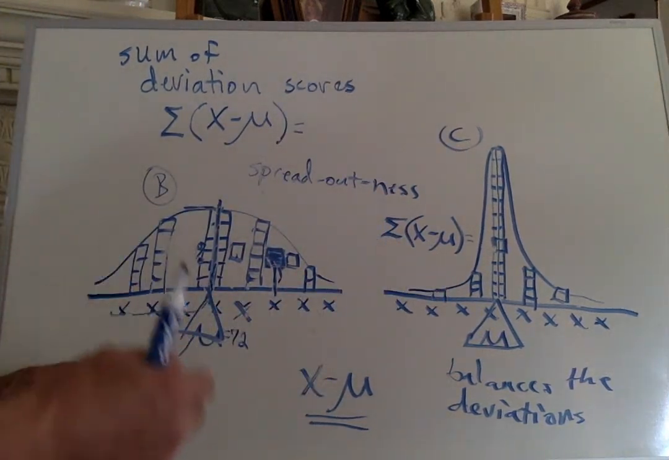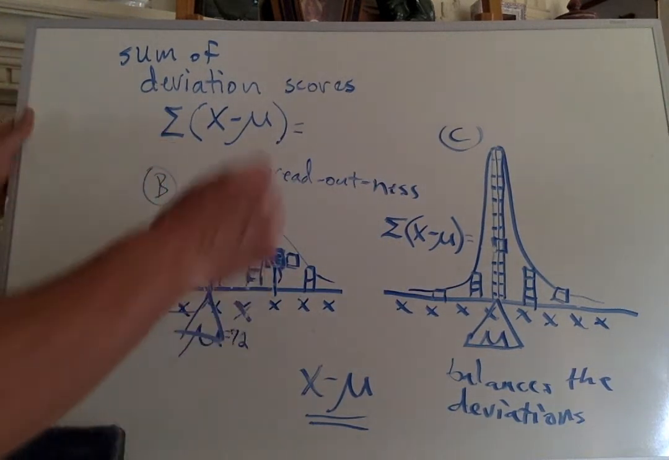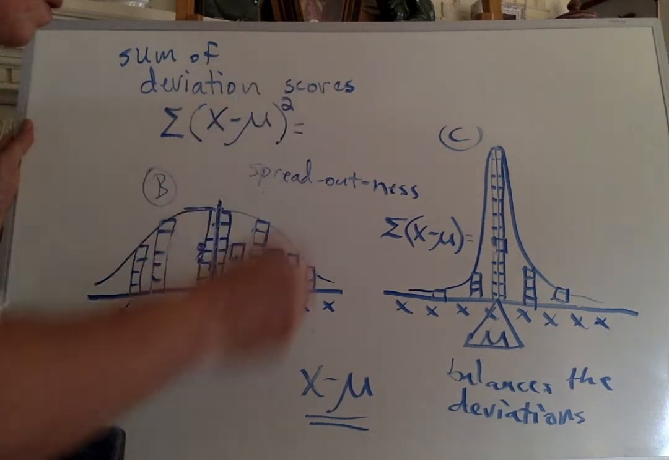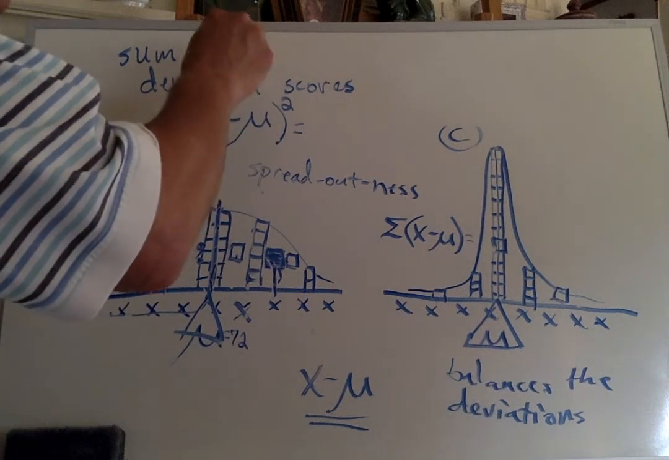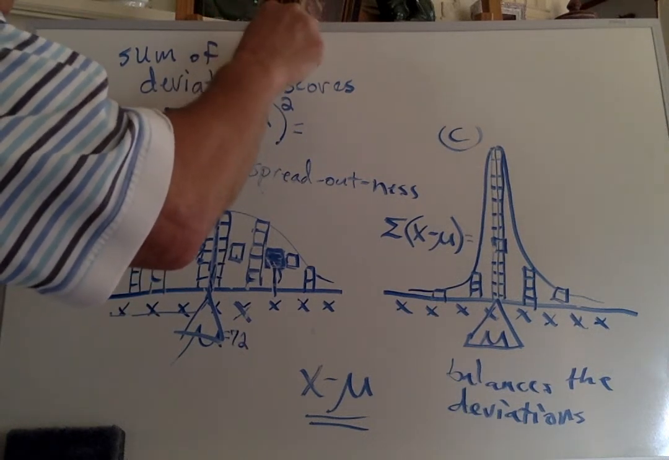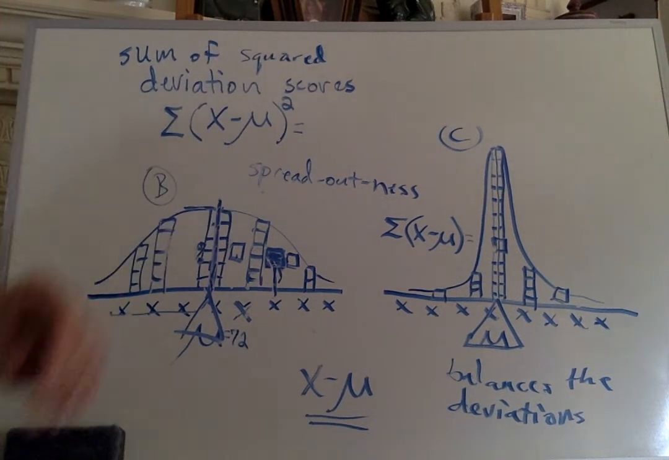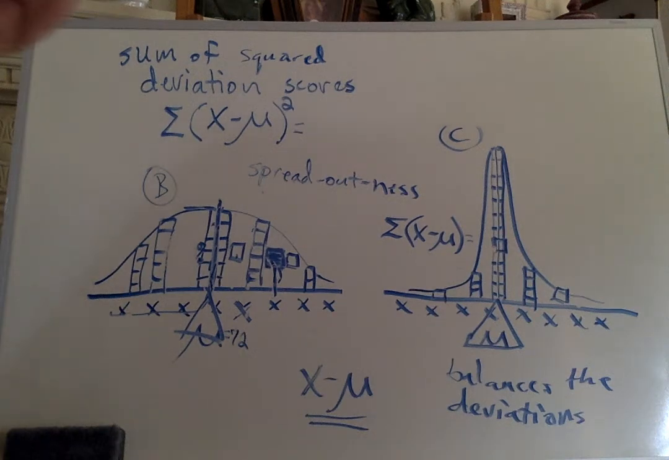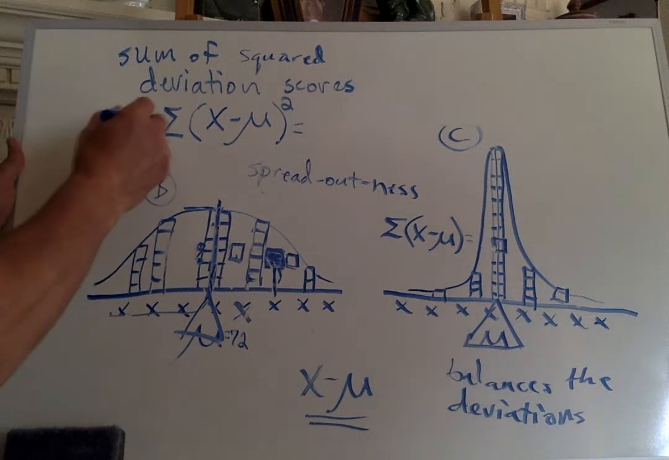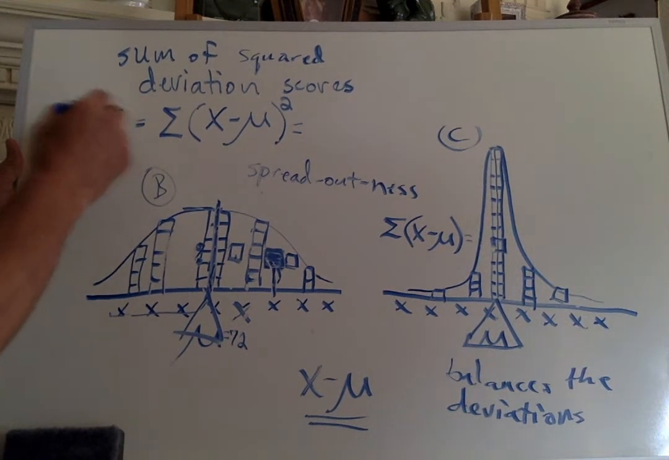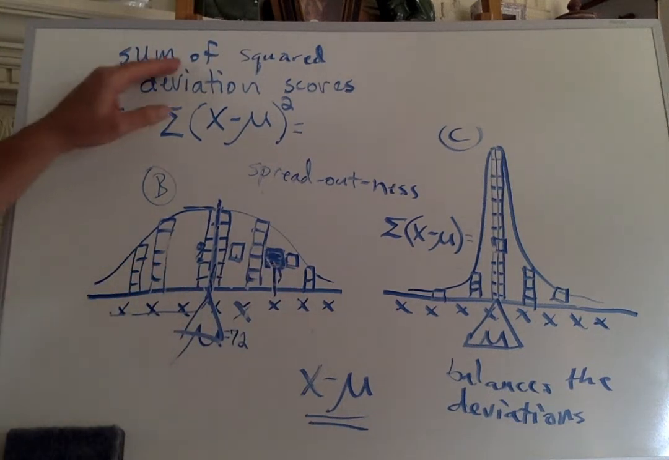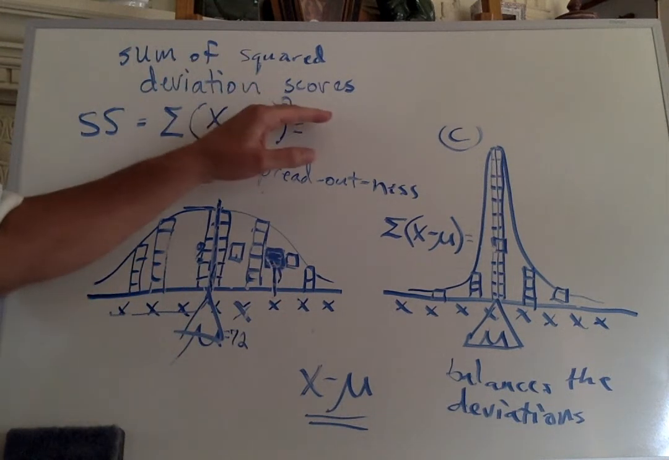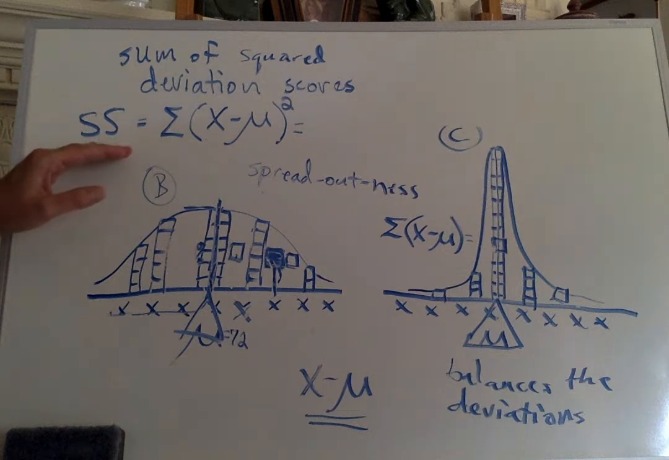Instead of doing the sum of the deviation scores, we're going to square it. So it's the sum of squared deviation scores. The sum of the squared deviation scores, okay? And it actually has a name. It's called the sum of squares, SS, same as my initials. I think my mother must have known something, right? This is the sum of the squared deviation scores, sometimes known as the sum of squares.